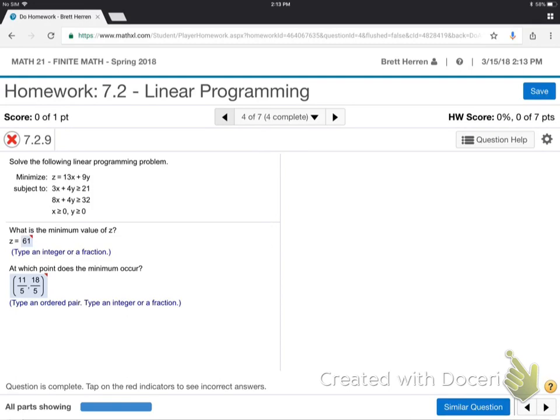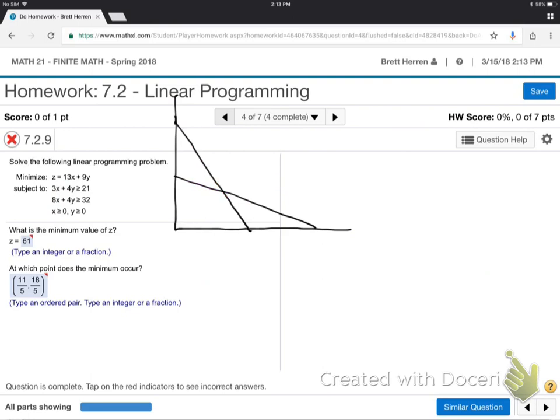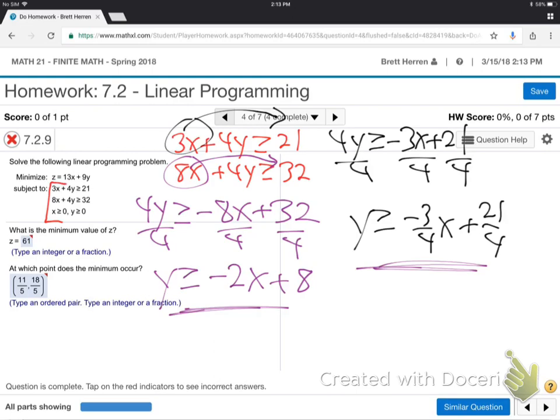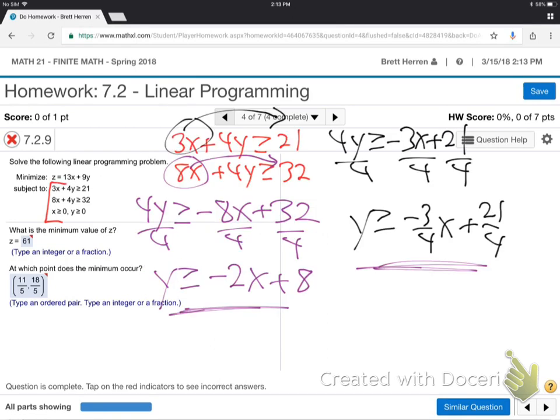Let's get some room here. One of them starts lower and goes higher. It's kind of what you get every time. And keep them: y greater than negative 3/4 x plus 21/4, and y greater than negative 2x plus 8.